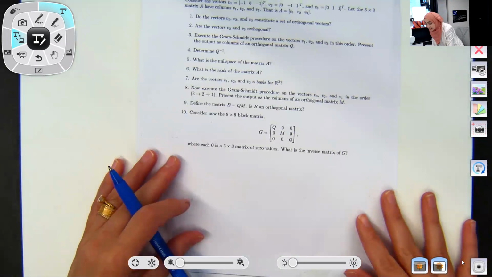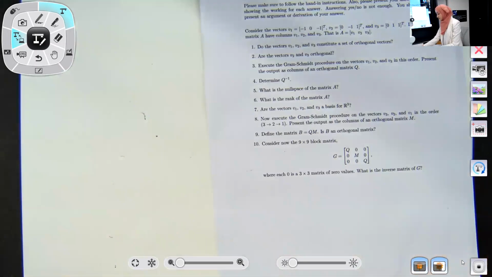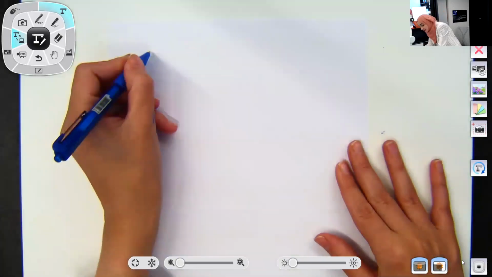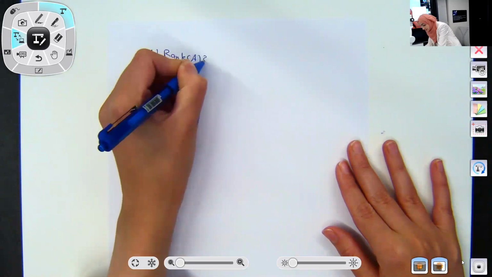Okay. Number 6, they ask, what is the rank of the matrix A? We need to find the value of the rank of this matrix. Number 6, they ask, what's the rank of matrix A?